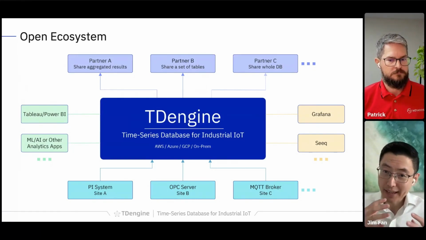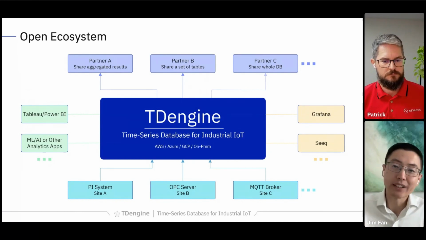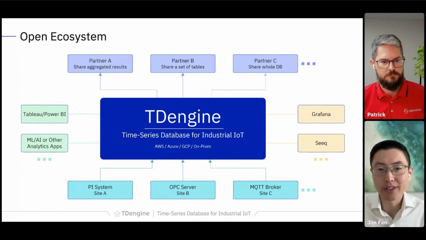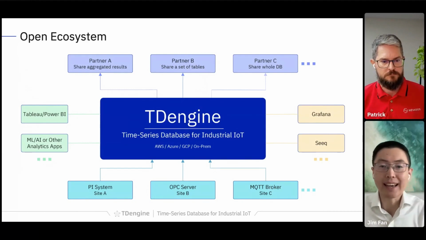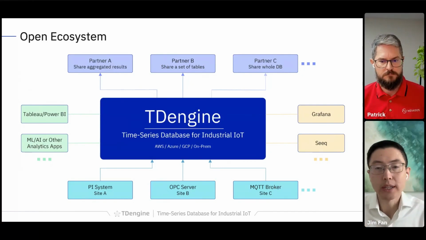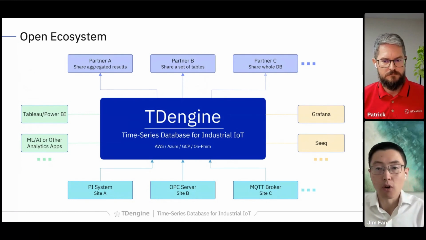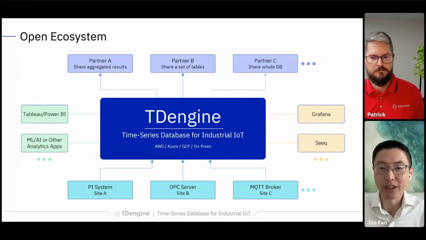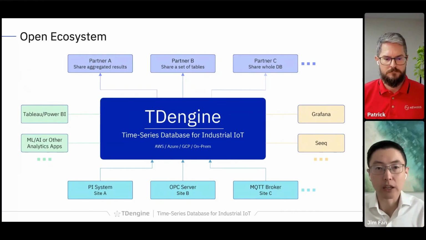So you can get data from various sources using different industrial protocols like MQTT, OPC. You can also get data directly from some of the data historians like the PI System or Wonderware. And when the data is in TDengine, you can connect with any major or mainstream analytical or visualization tools like Grafana, Seeq, Power BI, Tableau, or any other machine learning AI tools that you can think of, because we support JDBC and ODBC connectors.